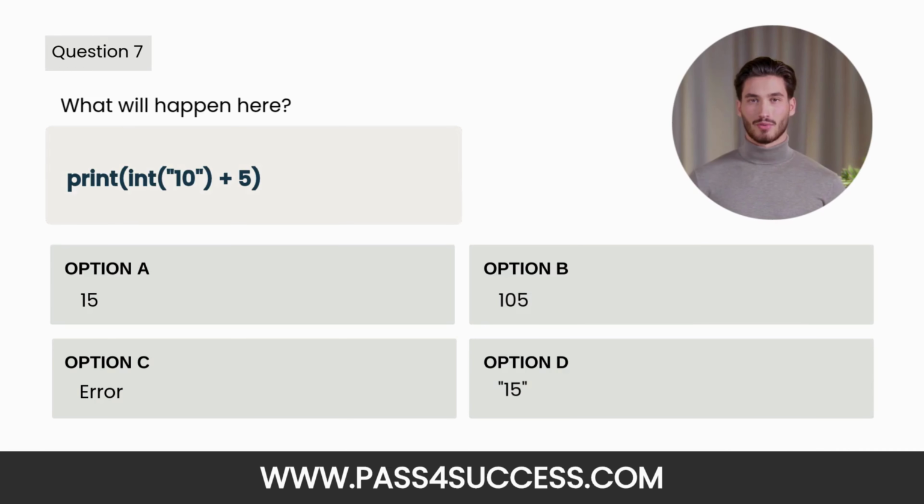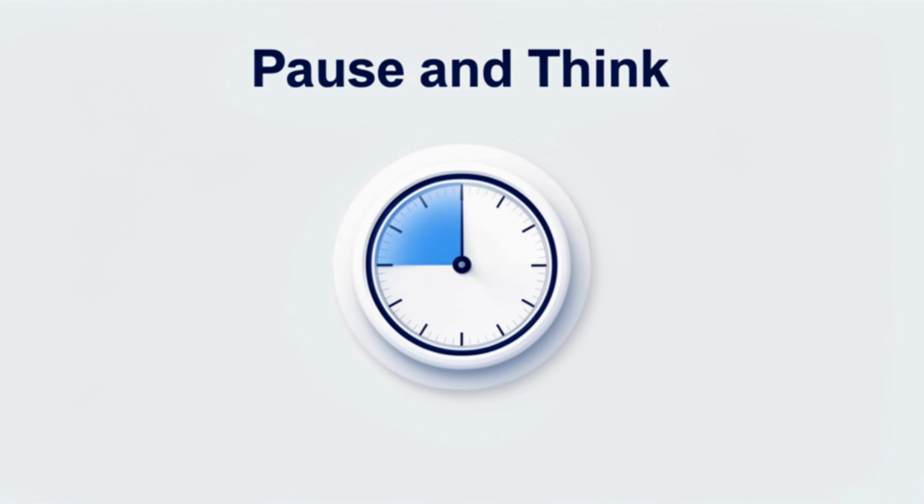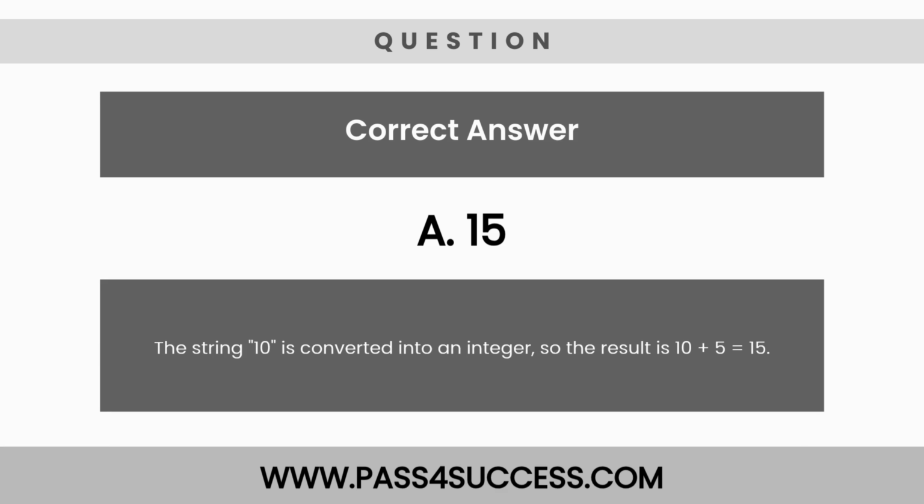Question 7. What will happen here? Options: A. 15, B. 105, C. Error, D. 15. Pause for 5 seconds. Think about it. The correct answer is A. 15. Explanation: the string 10 is converted into an integer, so the result is 10 plus 5, which is 15.